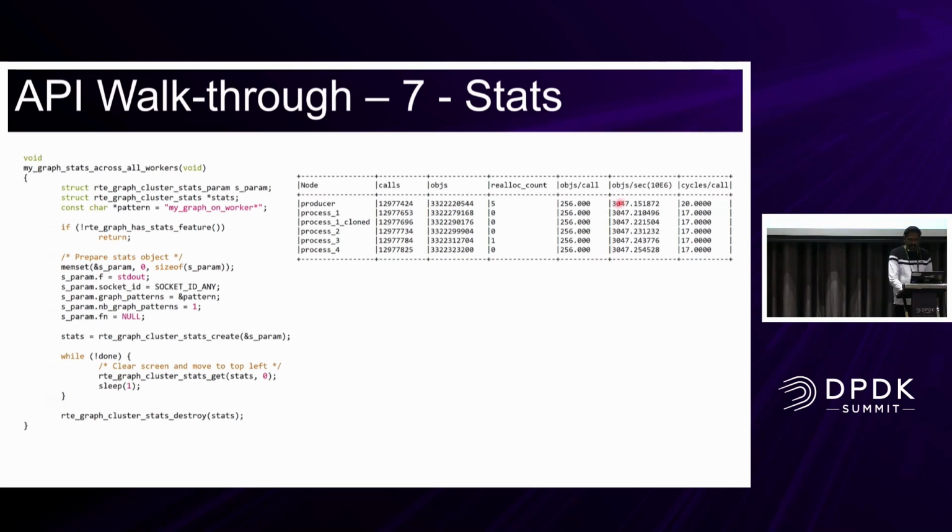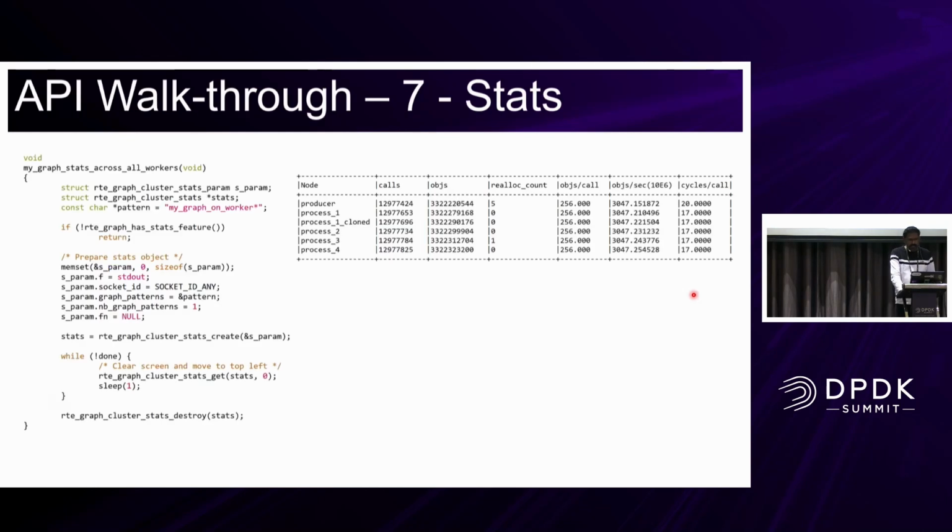And it's like millions of packets it's able to process, right? This is just dummy nodes, because of that it's getting something like 3,000 million packets. But then it's going to spit out the number of CPU cycles to process one packet, right? So this would be very useful to debug, understand what's going on in the system, and optimize, right?